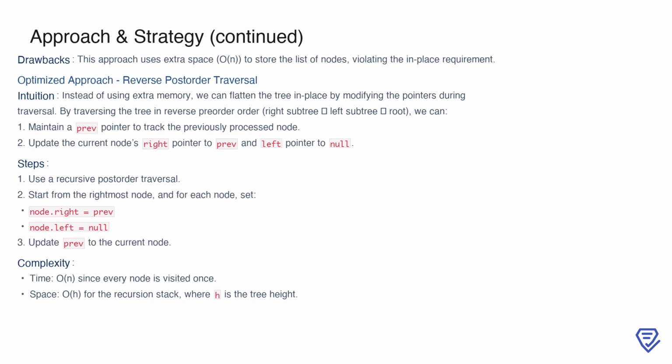The process is implemented using a recursive function, and the time complexity remains O(n) as we visit each node once. The space complexity, however, is reduced to O(h), where h is the height of the tree, since we only use the recursion stack. This makes it significantly more efficient in terms of memory usage.